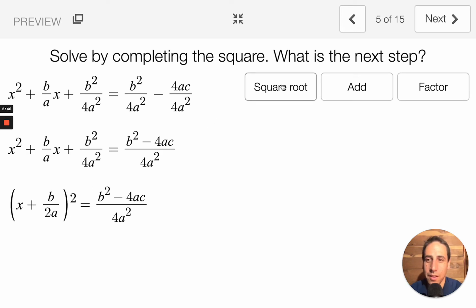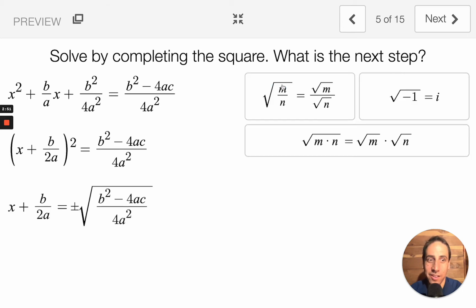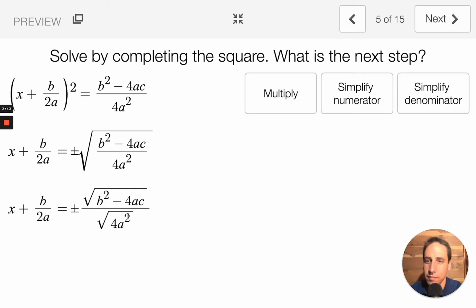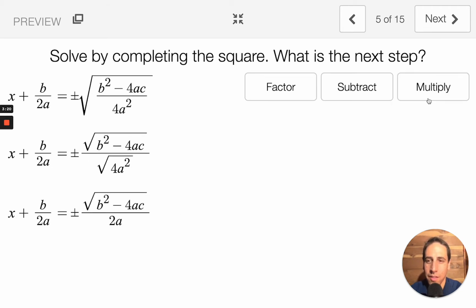And wow, although the left-hand side is getting simpler and simpler, the right-hand side is getting uglier and uglier, or more complicated, more interesting. We have to remember the plus or minus, and then we take the square root of this whole big honking thing. But I think, looking at this denominator, I could take the square root of that. So what I'm going to do is split up the square root into the square root of the numerator over the square root of the denominator, like this. Okay, so there it is, and we can actually take the square root of 4a squared. We can simplify that denominator, and there it is.